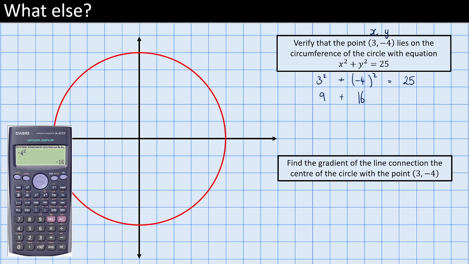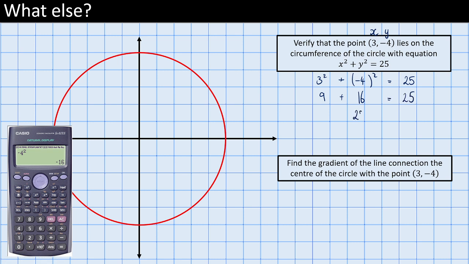You have to put those brackets round things if you're dealing with negatives and squaring things in your calculator. Put brackets around them. Please put the brackets around them. Anyway, getting sidetracked.